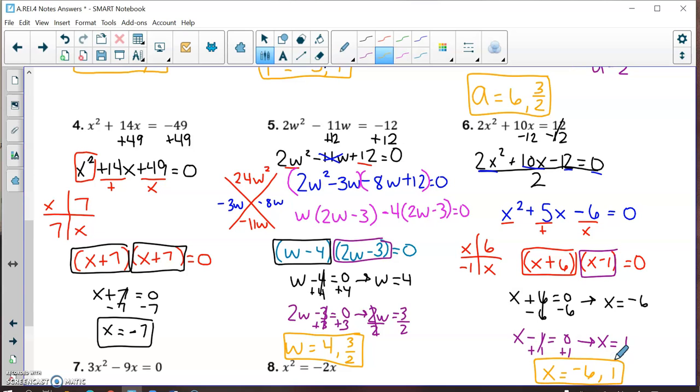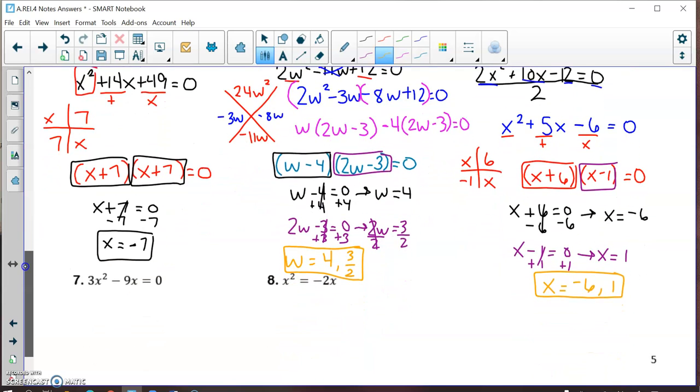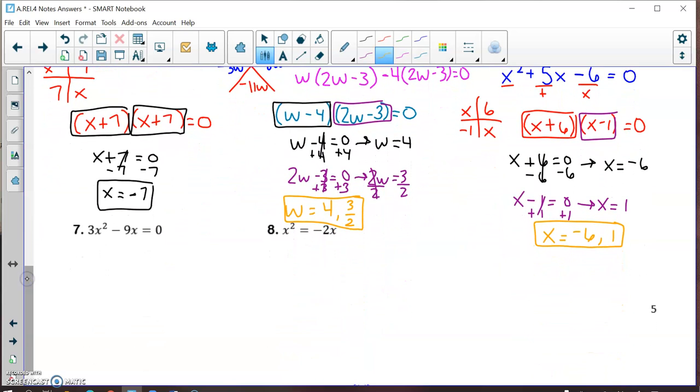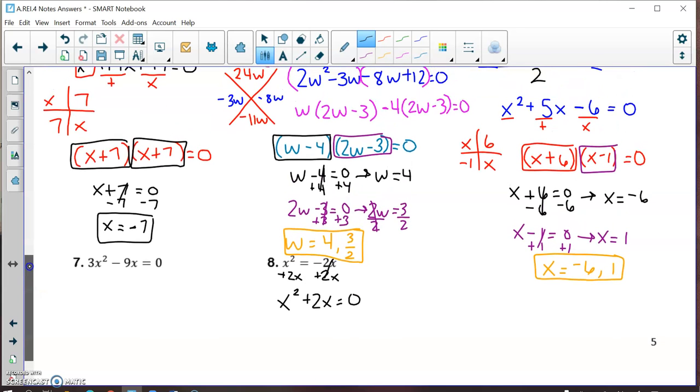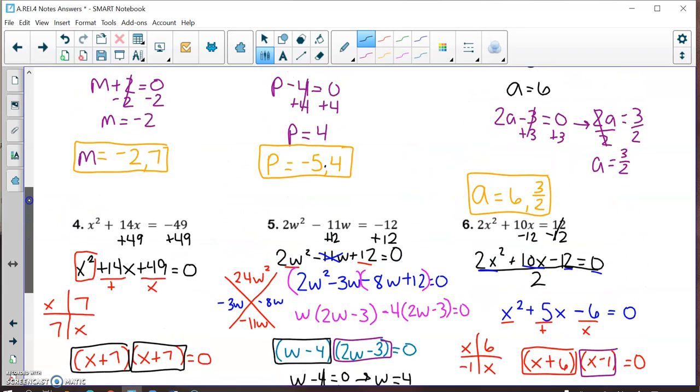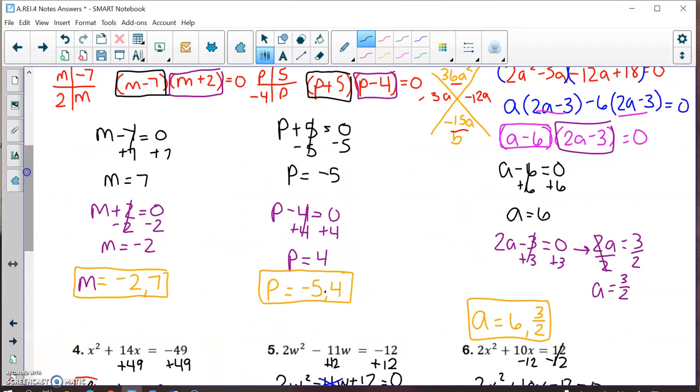All right. Now, looking at number 7 and 8. Again, to solve a quadratic equation using factoring, we do need to set it equal to 0. So in number 8, I'm going to add 2x to both sides. And I'm doing this first because I want to show you guys something. Okay. Looking at my new equation for number 8 and my original equation in number 7, we should notice that both those equations do not have a constant.